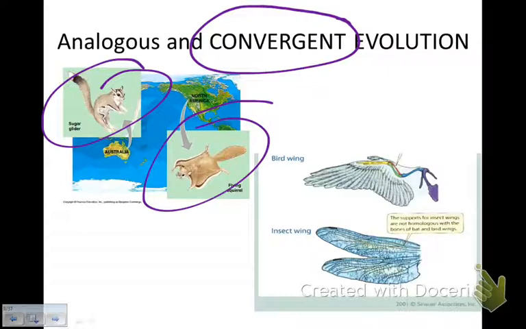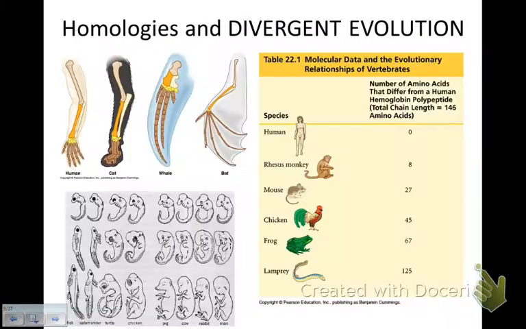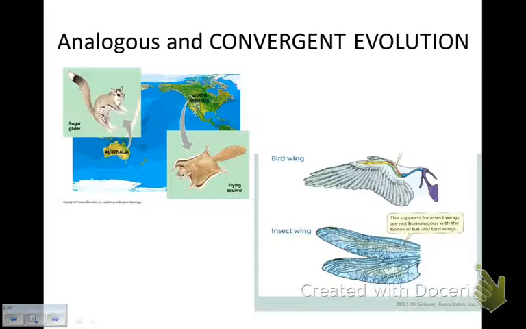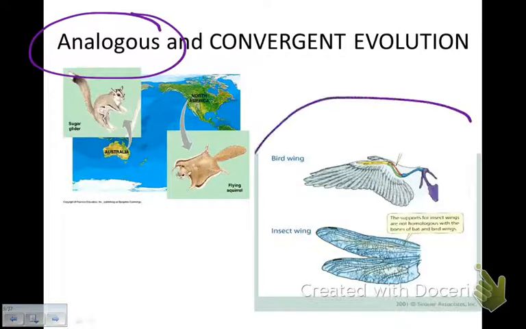So convergent evolution and proof of convergent evolution would be analogous structures. So if you think of the word, it's going to help you. Homologous was same structures. Analogous is different structures. So proof of analogous structures would be something like this.